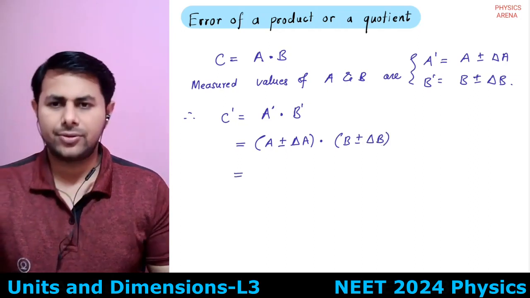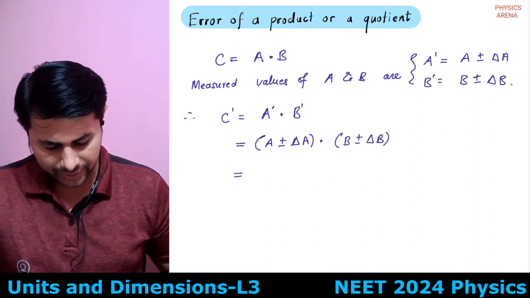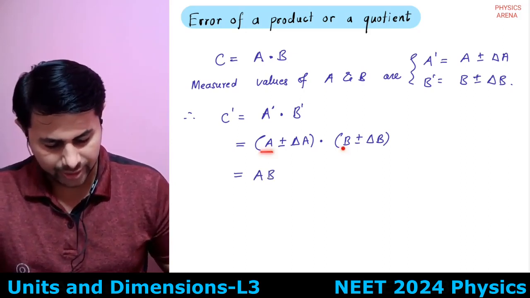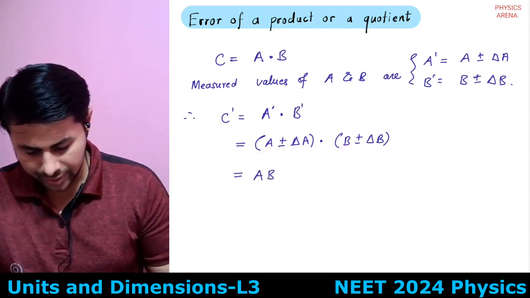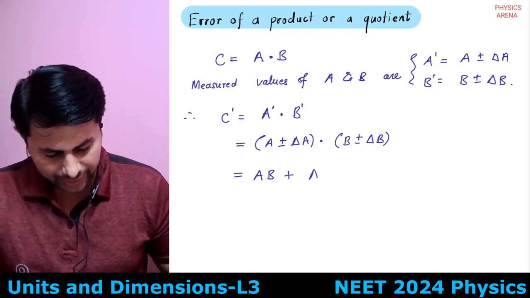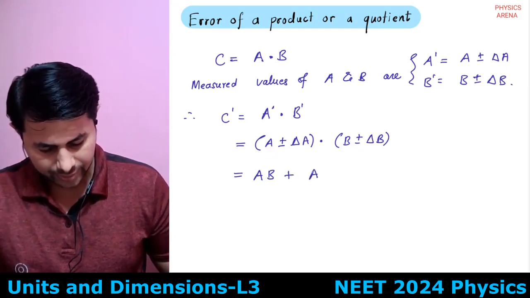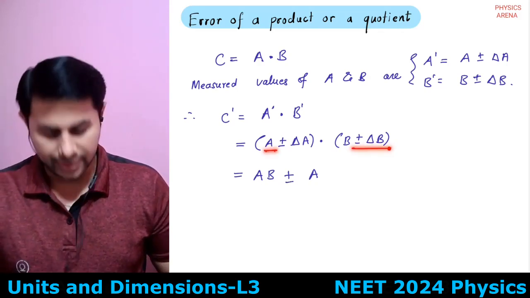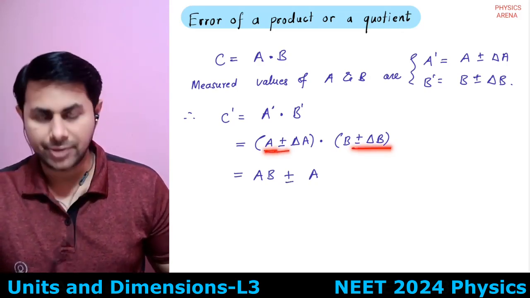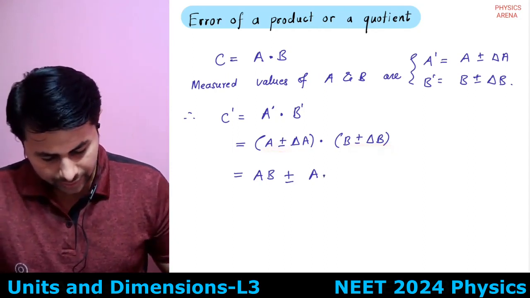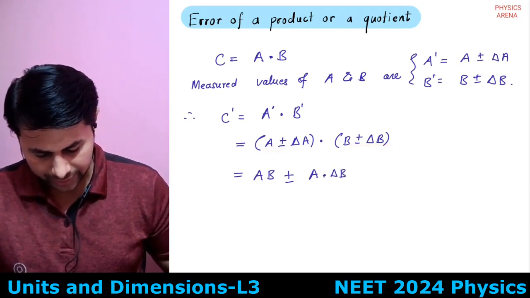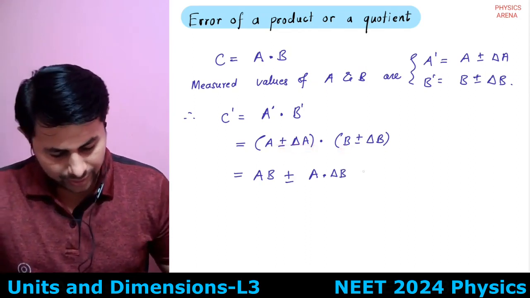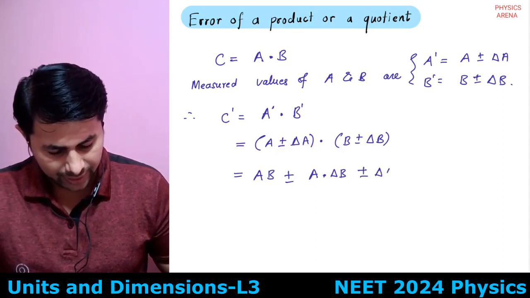And that's equal to A plus minus delta A multiplied by B plus minus delta B. And this is equal to what? We can write it as A times B, this term multiplied by this term, A times B, plus A times, it will be plus minus, right? So it will be A multiplied by plus minus delta B. So it is plus minus A times delta B. Then again, we have this plus minus delta A times B.